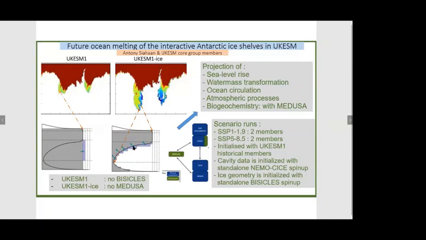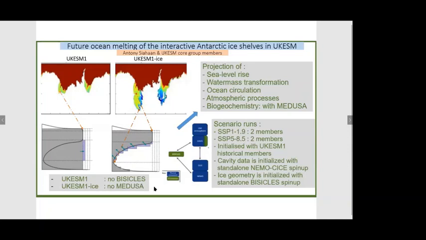So the ocean will melt the ice when it's warm, and then the ice will change shape. So this is made possible through the interaction with BISICLES. So with the ocean as the forcing and atmospheric forcing from the top, it will change shape. So in terms of the components of the ESM, the difference is in UKESM 1, there's no BISICLES, but in this UKESM ice interaction, we don't implement the MEDUSA yet.